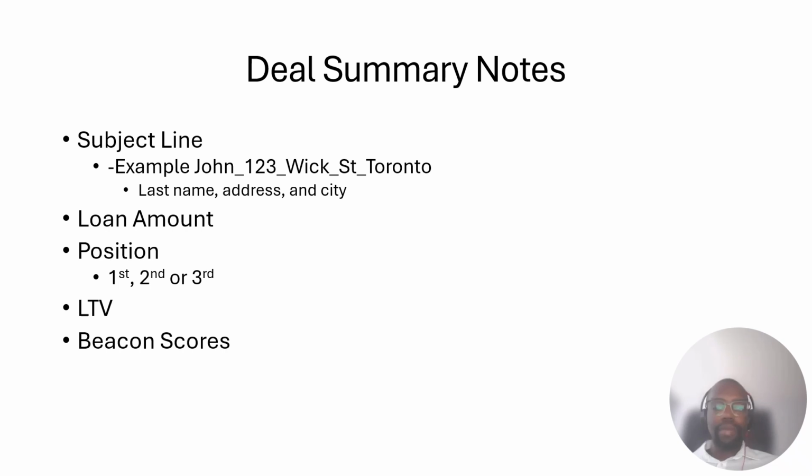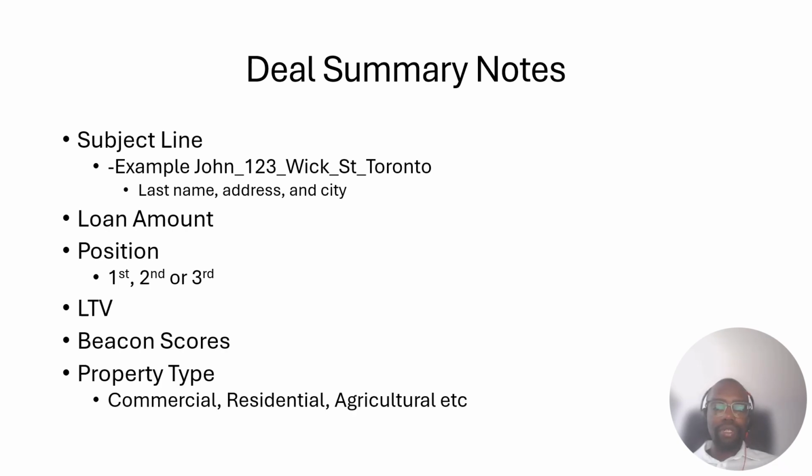Beacon score, again, very straightforward. What is it? 650, 700. Now, if it's below 600, what you want to do is provide an overview as to why that's the case, right? Just give some brief description. Maybe there were some medical issues, or maybe the client had some sort of event that occurred that led to them having derogatory credit. Property type, again, straightforward. Are we looking at a commercial, residential, agricultural deal?